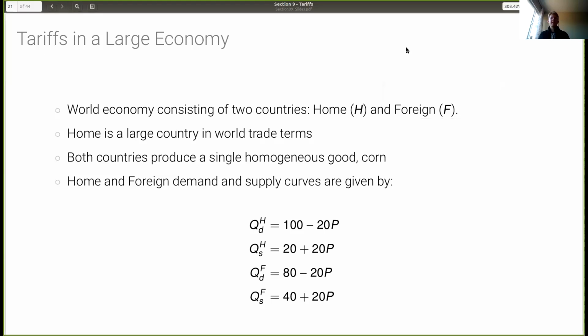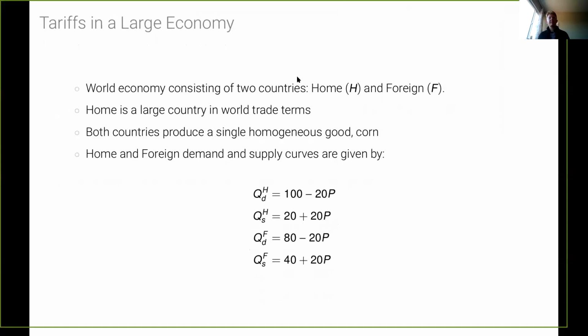So the next part of this section is labeled tariffs in a large economy. We're going to consider our world economy consisting of two countries, home and foreign. This is similar to the setup as before. Home, we're going to consider to be a large country in terms of world trade. What that's going to mean is that home's policies, for instance, if it chooses to set a tariff, may now affect the world price.